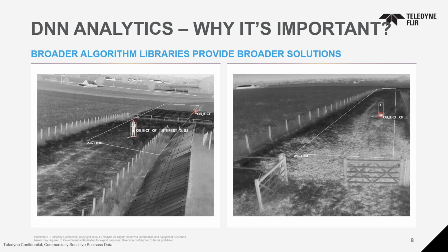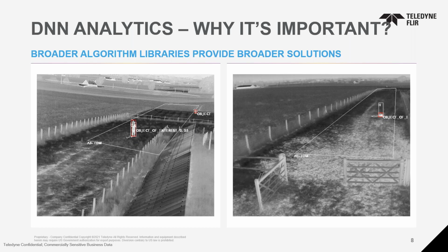Now, if you look at the top in blue, I put this in because of the algorithm libraries, right? If all we had was motion, which we did before, and we add libraries to our analytics, the DNN analytics that we're talking about, the broader that algorithm library is that we bring to the table, the broader our solutions can be at that point. And that's again one of the clarifiers between CNN analytics and DNN analytics.